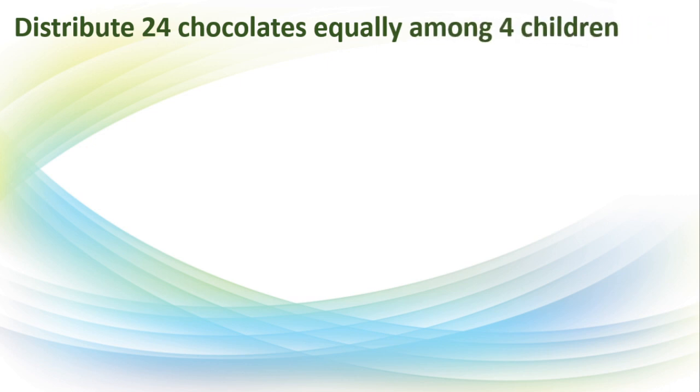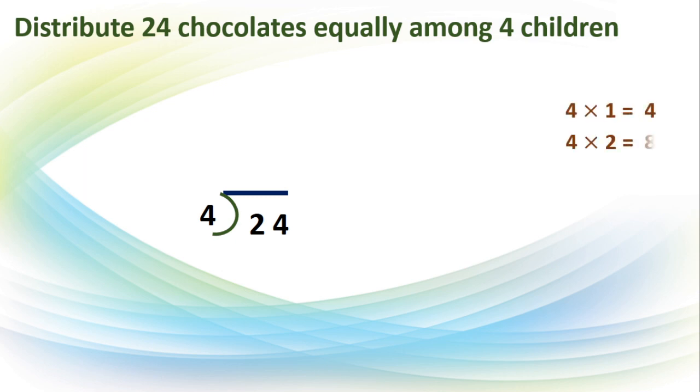Distribute 24 chocolates equally among 4 children. How many chocolates are there? 24. Okay, we have to divide these 24 chocolates among 4 children. So 24 divided by 4. Right? Now we will go through 4's table that we will write here, up to 24 or the number nearby 24. Right? So we will take here 4 1s are 4, 4 2s are 8.